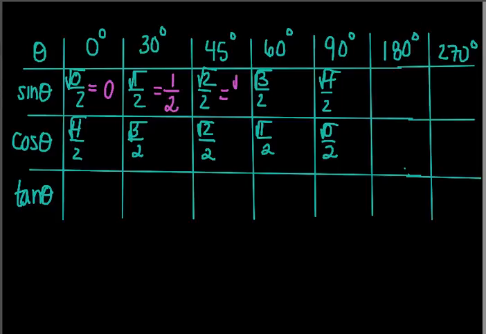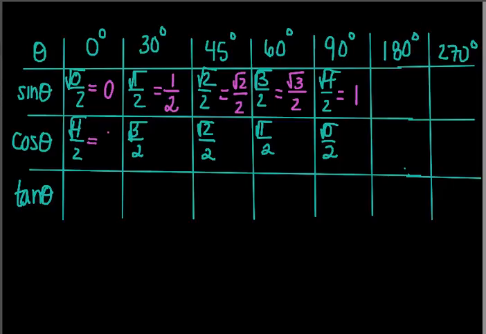Root 2 over 2 we can leave as root 2 over 2, or you could put 1 over root 2. I would take either one. Root 3 over 2 I can't really simplify, so I'm just going to do root 3 over 2. And then square root of 4, this is kind of cool, this works. Square root of 4 is 2, and 2 divided by 2 is 1. Isn't that cool?